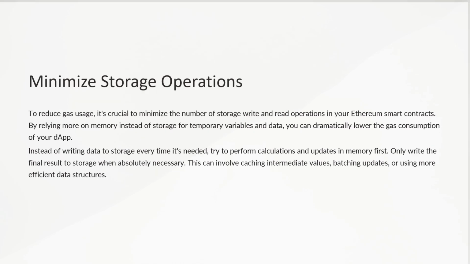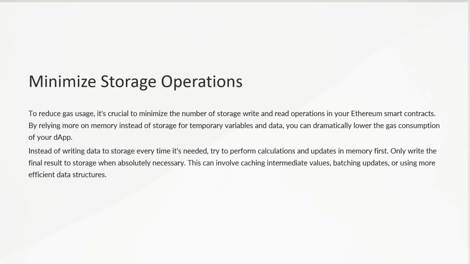To reduce gas usage, it's crucial to minimize the number of storage write and read operations in your Ethereum smart contract. Instead of writing data to storage every time it's needed, try to perform calculations and updates in memory first. Only write the final results to the storage when absolutely necessary. This can involve caching intermediate values. Basically, it means storing temporary results or calculations during the execution of a program or smart contract for later use. Batching updates or using more efficient data structures. By optimizing your use of storage, you can substantially reduce the overall gas requirements of your smart contract functions.